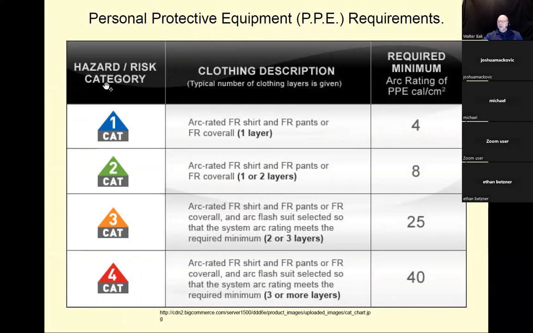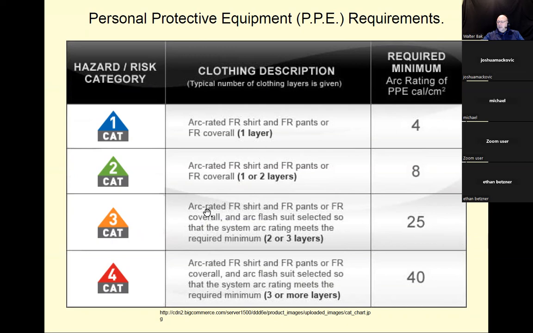Now, hazard risk category 2 PPE. It's supposed to withstand 8 calories per centimeter squared, so double that. And we go with an arc-rated flame retardant shirt and flame retardant pants, or front cover, 1 or 2 layers. So we're pretty much layering up. It's just like an onion, right? All right, so category 3. Okay, look at that. There's a big jump. It's supposed to handle more heat.